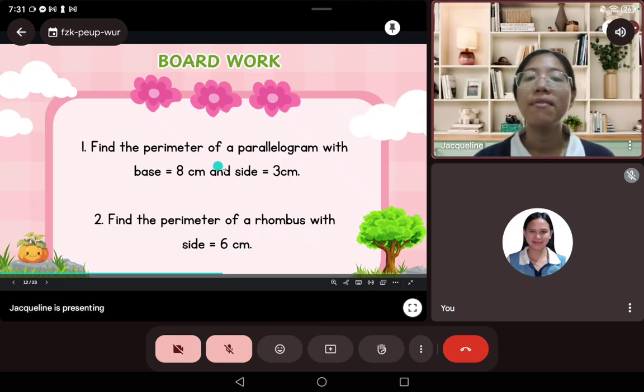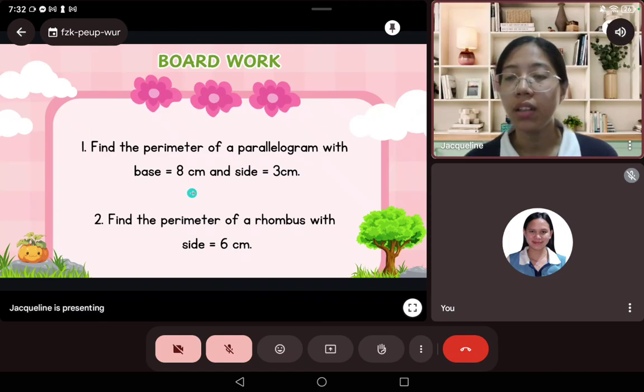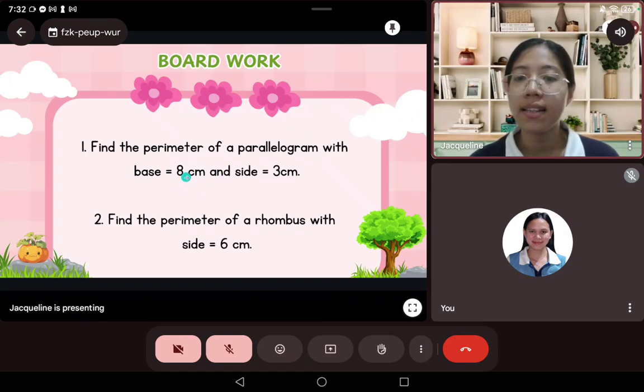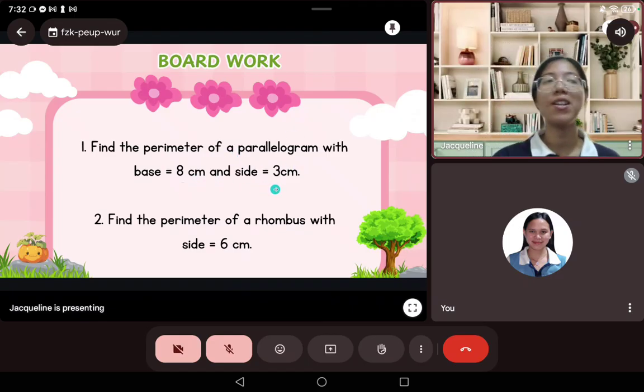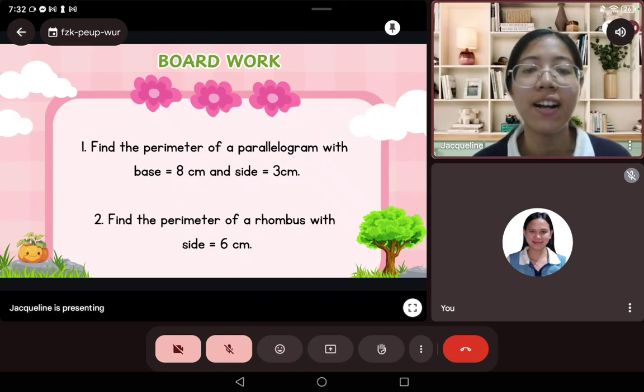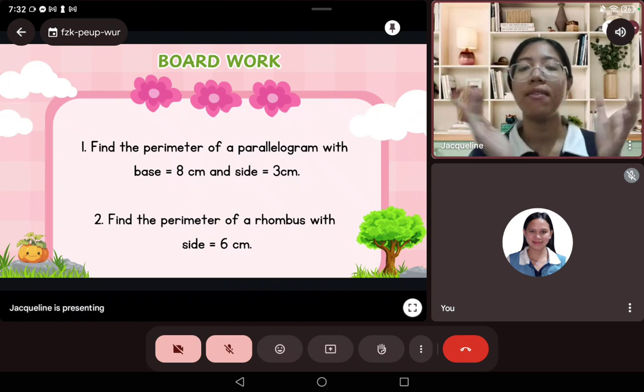So we have: find the perimeter of a parallelogram with a base of 8 centimeters and a side of 3 centimeters. So again, the formula for the perimeter of a parallelogram is 2L plus 2 width. So 2 times 8 is 16. 2 times 3 is 6. So if we add them together, that would be 16 plus 6 is 22 centimeters. Very good. Your answer, Rochelle, is correct. So let's give Rochelle 5 claps, class. 1, 2, 3, 4, 5.